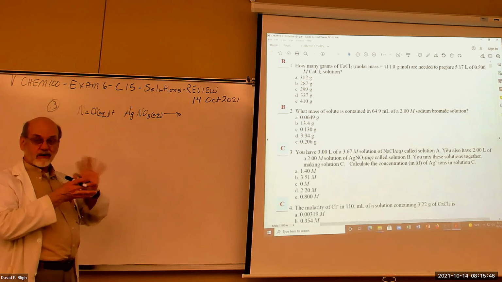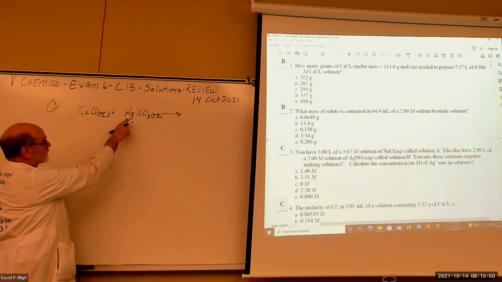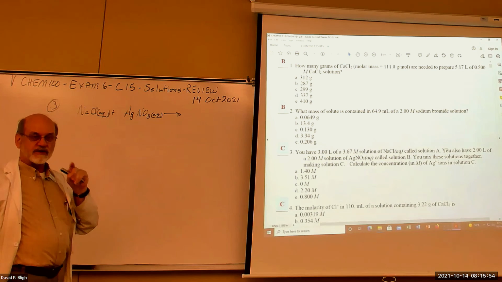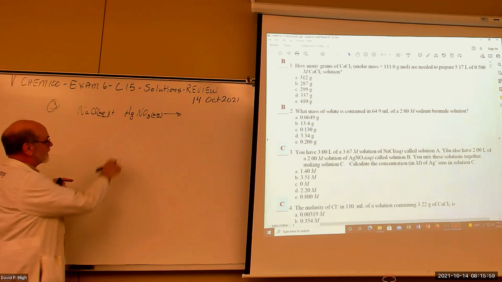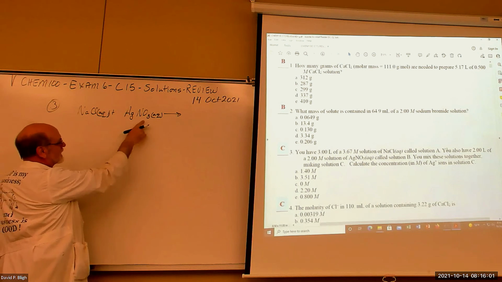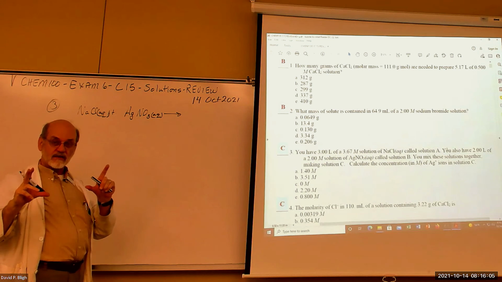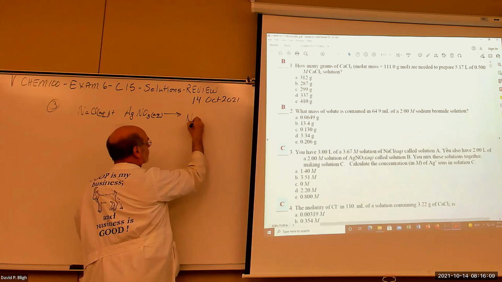Now they have a chance to interact once we put the solutions together. So what you have is silver. You're looking for any precipitation, that is, any solids that might form. If we combine sodium and nitrate, you look at your chart, solubility chart, and that says that sodium nitrate is soluble.